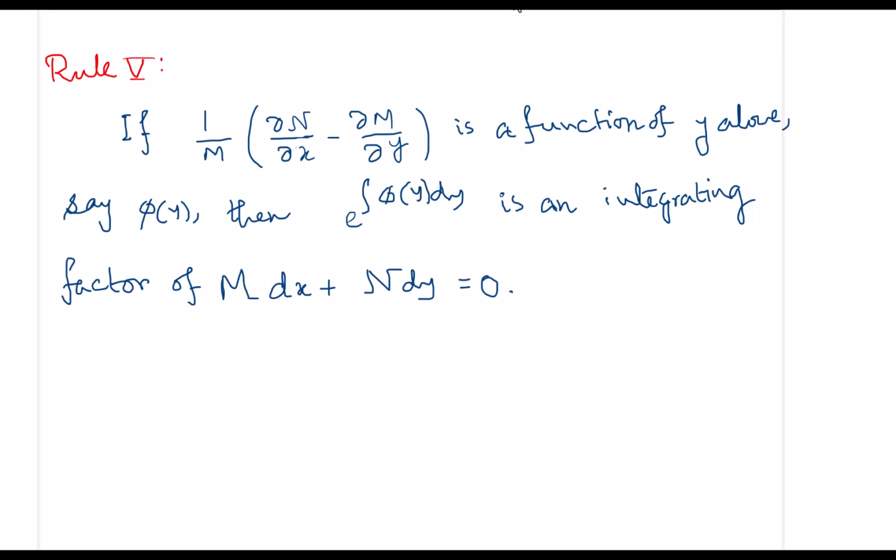Rule 5. If 1 by m into del n by del x minus del m by del y is a function of y alone, say phi(y), then e to the power integration of phi(y) dy is an integrating factor of the differential equation m dx plus n dy equal to 0.